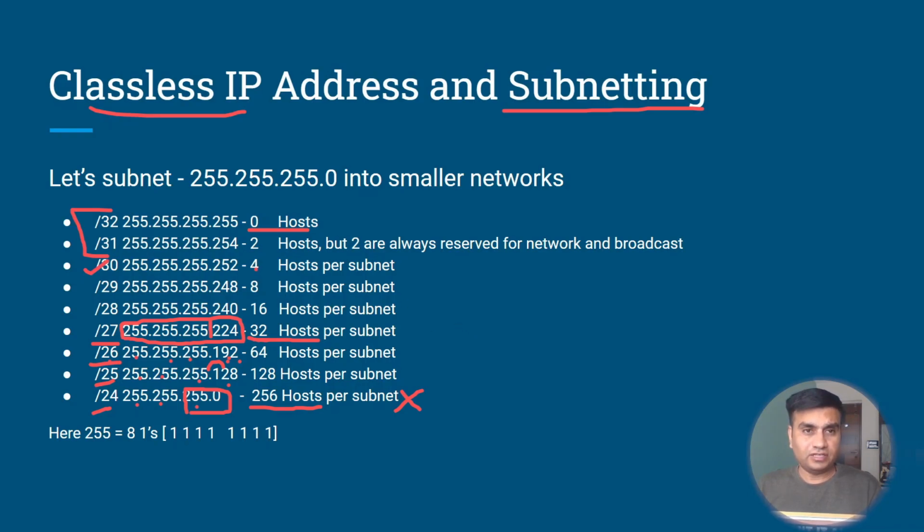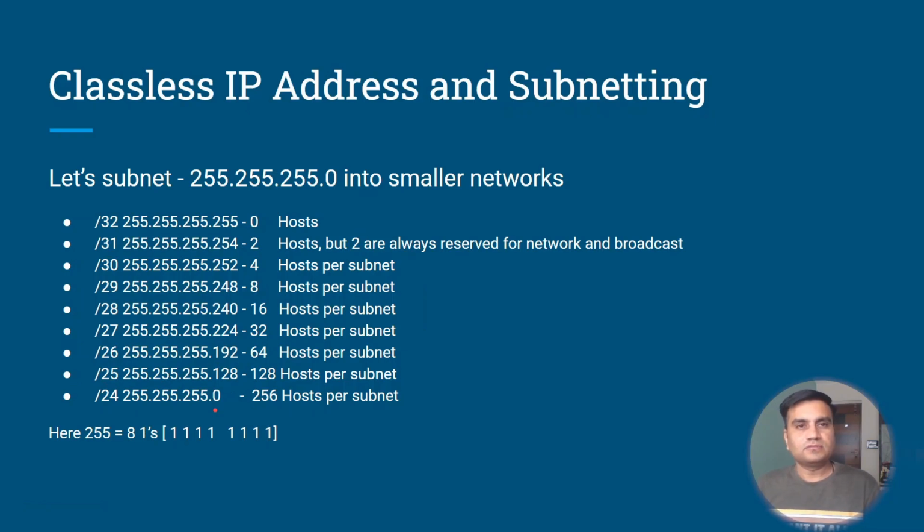In /30, as written here, we will be able to get 4 hosts, but out of these 4, 2 are always reserved. So you will actually get only 2 usable IP addresses. Suppose you are building a network for only 2 people. One is server, one is client. This is the best network for you to build. No IP address wastage. Nobody can come into your network because there is no IP address available, right? So you can achieve your requirement-based network designing by using subnetting and classless IP address. This portion is subnetting and this portion is classless CIDR notation. That's all. It's very simple.